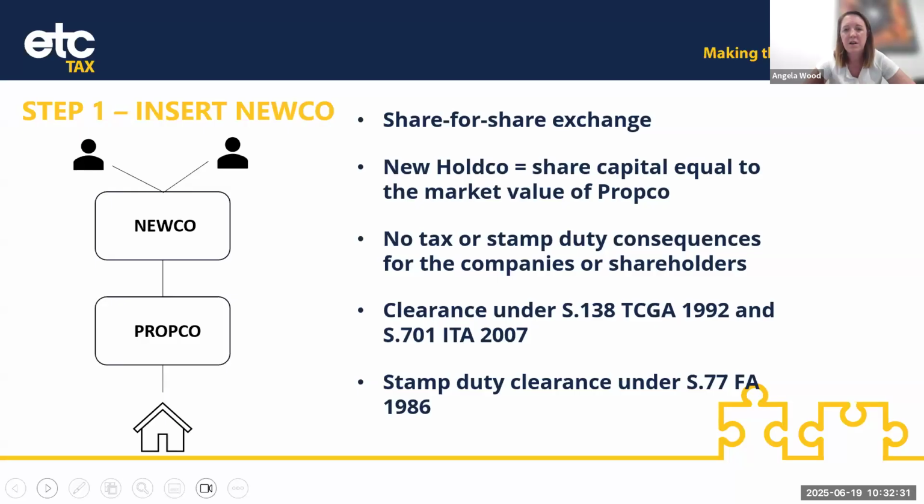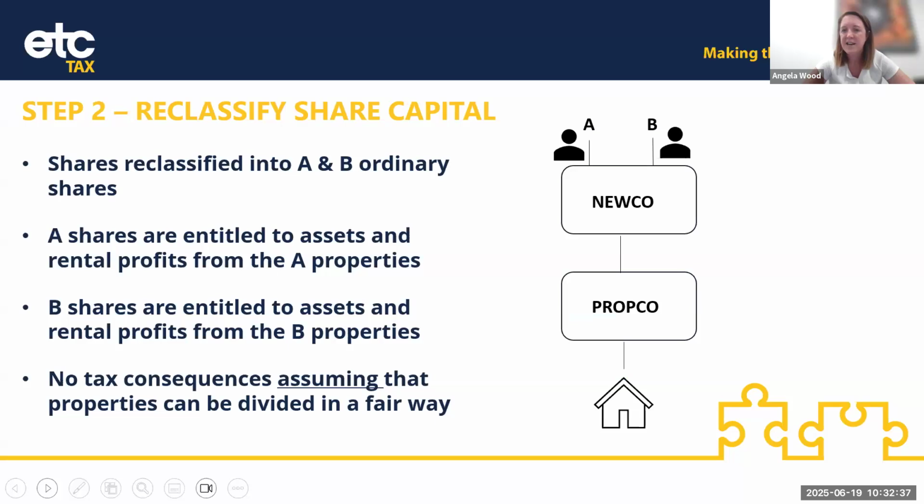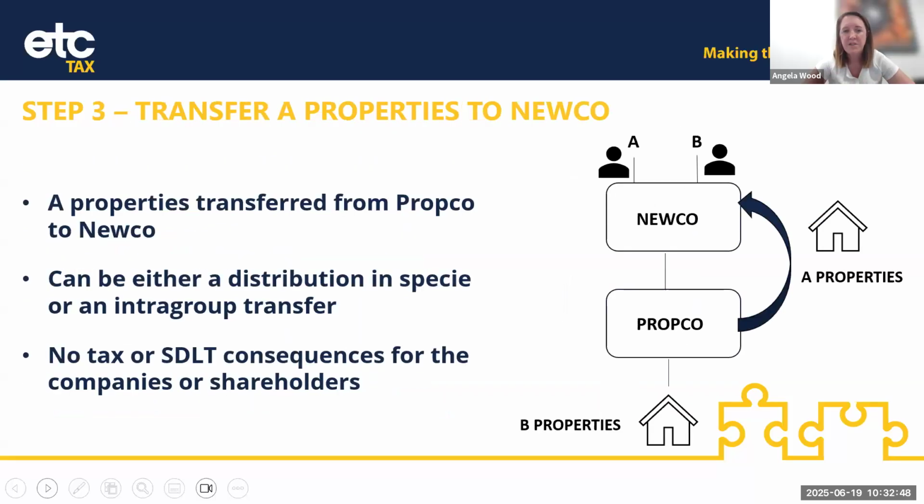So I'll just whiz through these quickly. Step 1, inserting a new co, share for share exchange. Step 2, we then reclassify the shares into A's and B's. So one shareholder gets A shares, one gets B's. A shares are entitled to the A properties' profits and B shares to the B property profits. Obviously, we've got to be able to divide the properties fairly.